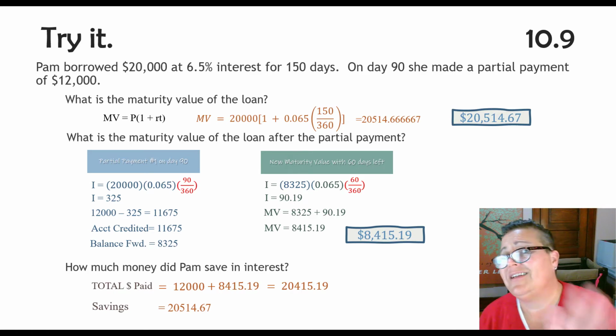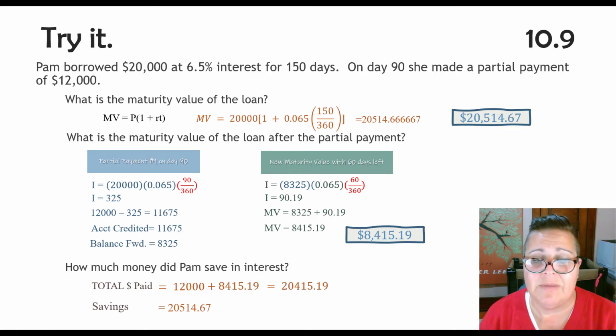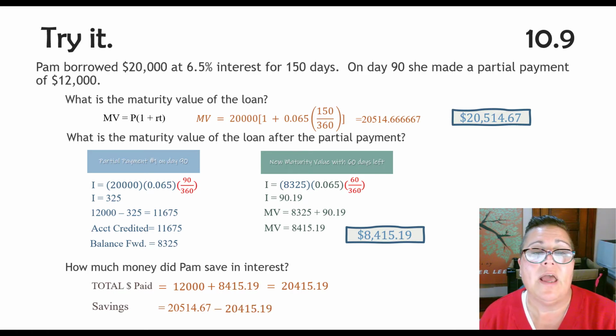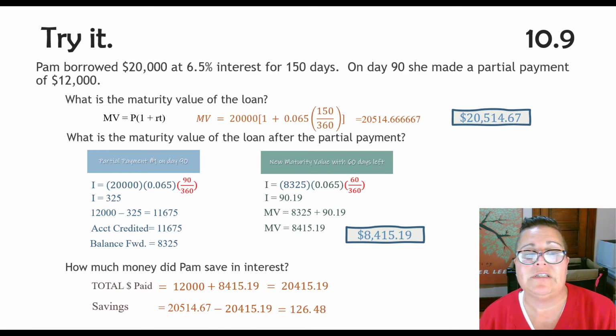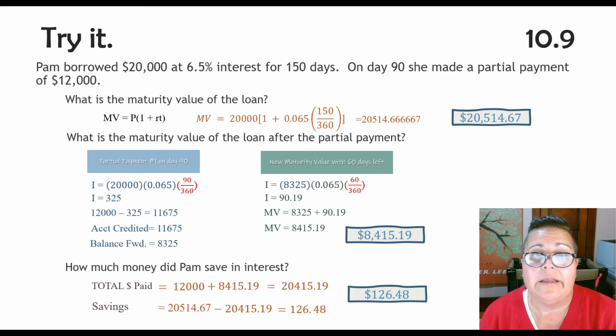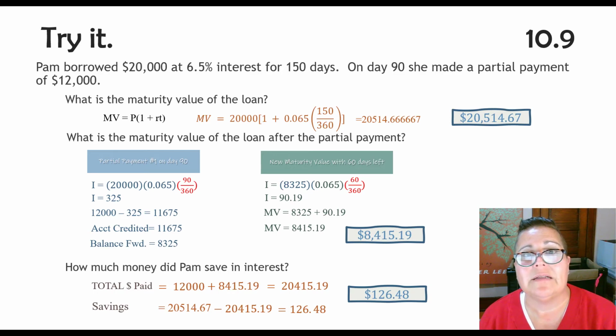We know that Pam would have had to pay $20,514.67. That's the original maturity value if she hadn't made a partial payment. So if I subtract off the total she did pay in, I get a difference of $126.48. So in the end, what did Pam save? $126.48. Does that seem worth it?